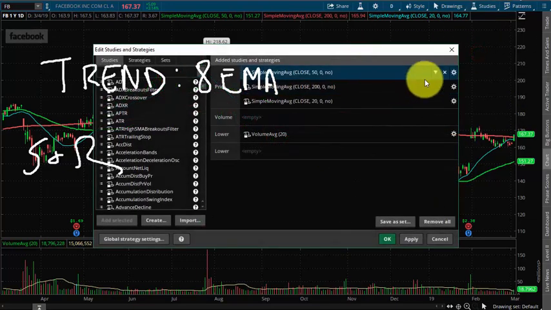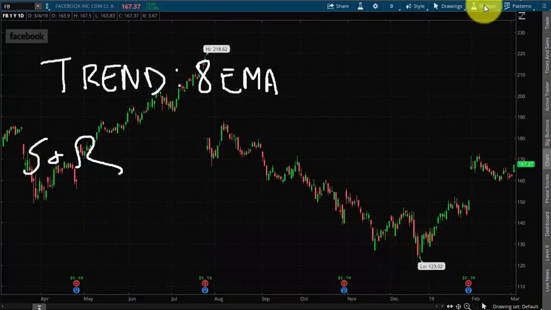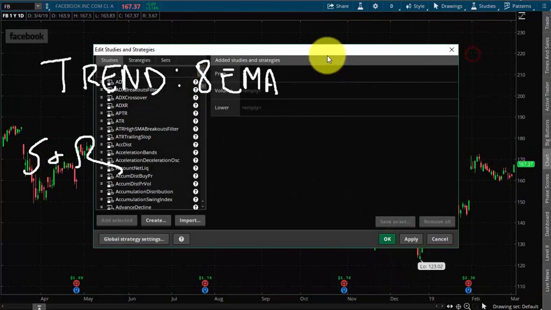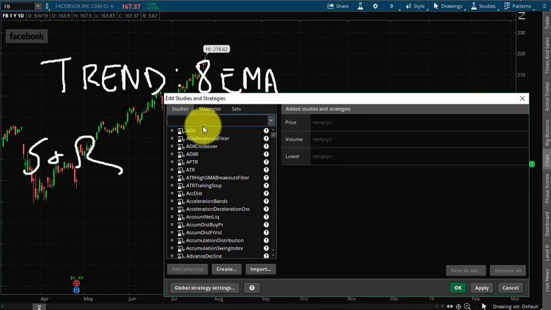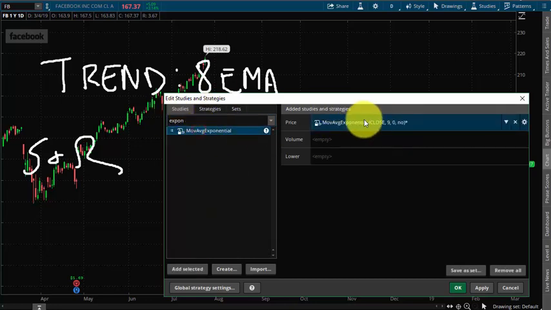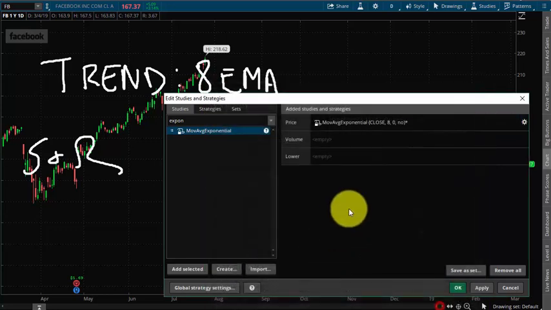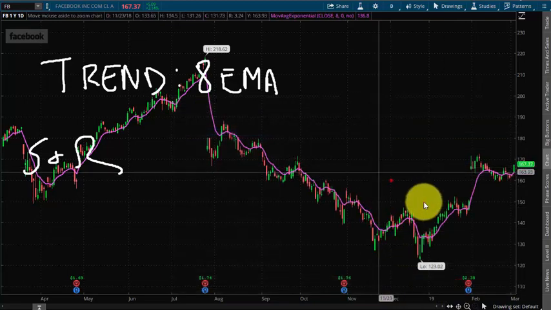Let's add the exponential moving average to this study set. And all I did was go studies, edit studies. And I'm going to click here and go exponential. If this is too fast for you, you can pause the video and just rewind and do it again. I'm going to make it a little bit thicker and I'm going to make it pink. Okay, so 8 length EMA, made the width a little bit bigger and made it pink so it sticks out.